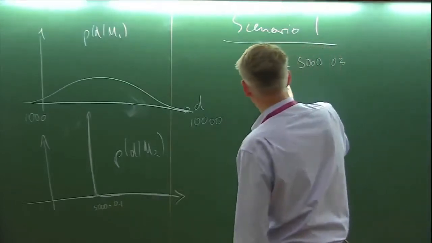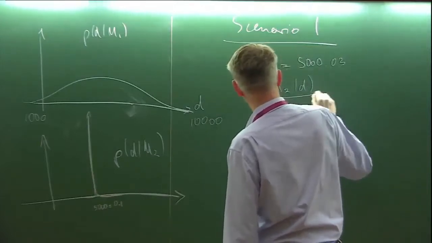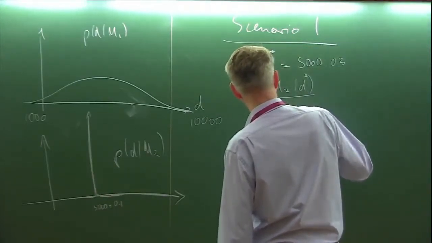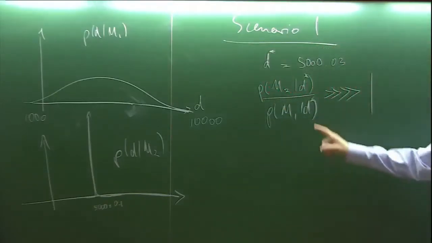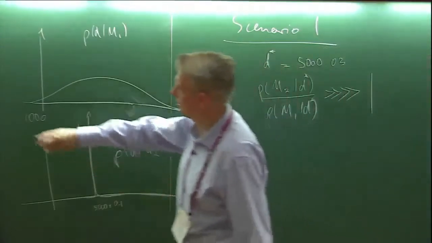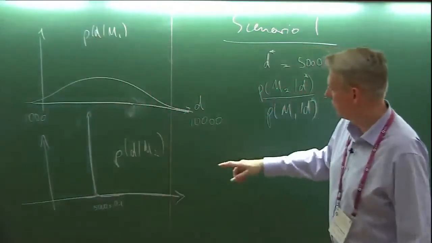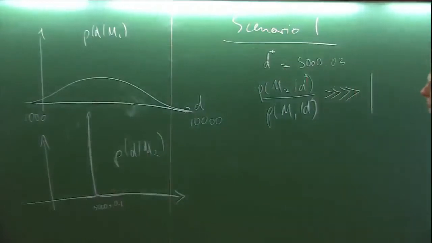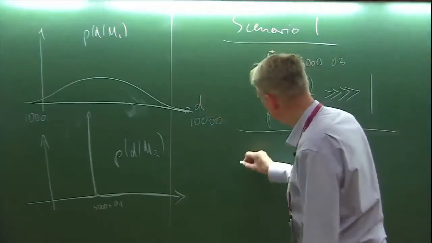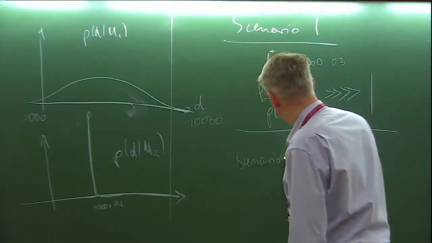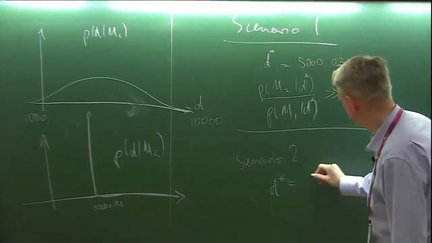So in this case, P of M 2 given D divided by, the realized value is much, much larger than 1. So assuming prior ignorance, okay, saying that this is 1, or anywhere close to 1, doesn't really matter because this is a factor of 10,000 or more. So a different scenario, let's say the true value is scenario 2. Let's say D star ends up being 8,000.